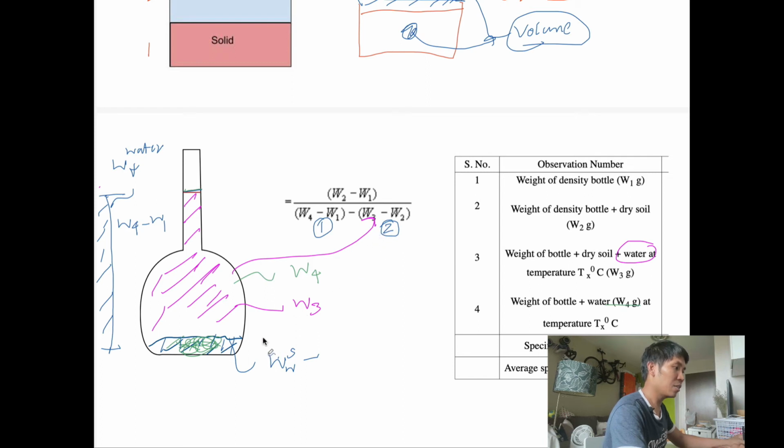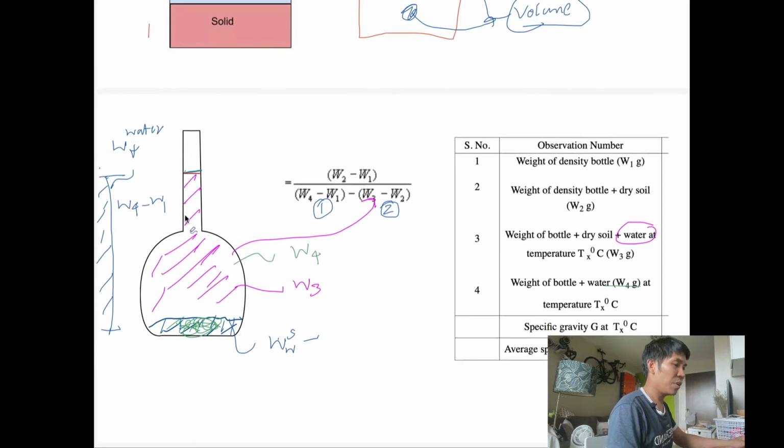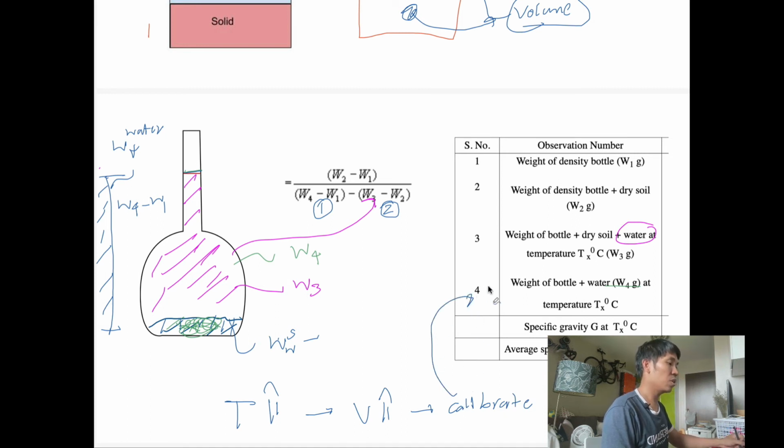So it's not easy like that, because the pycnometer is made of glass. That means if the temperature increases, the volume will also increase. So you need to calibrate. The calibration is according to number 4. You have to calibrate. How can we calibrate?